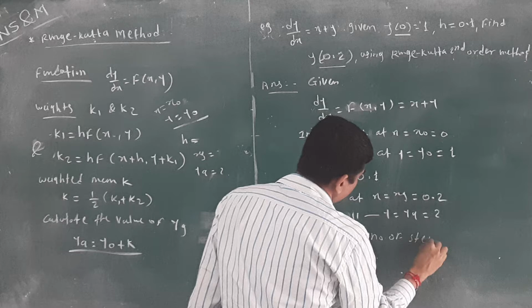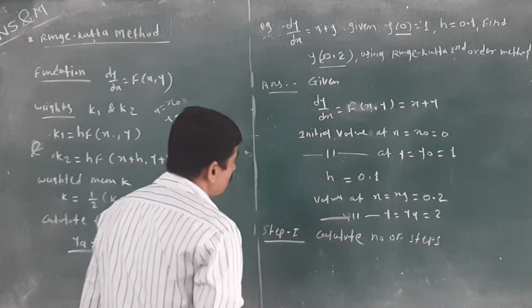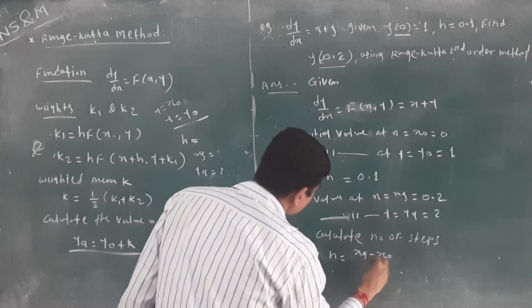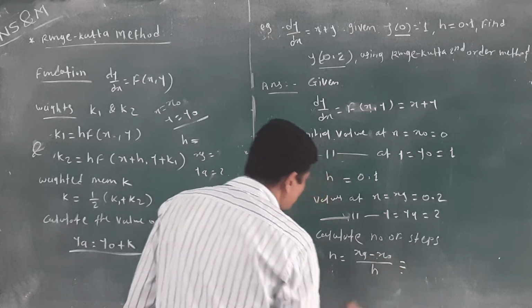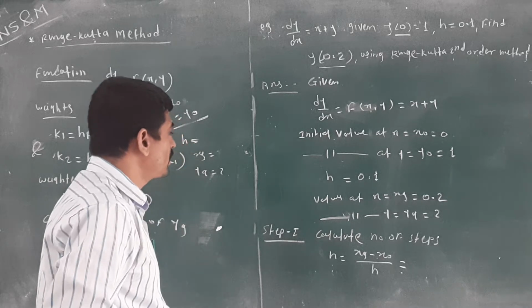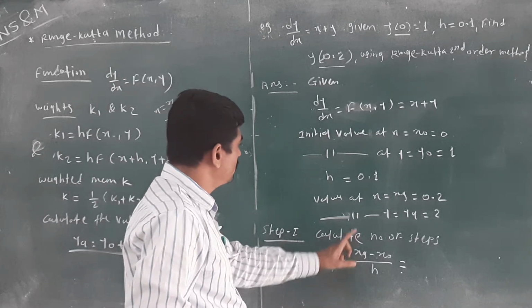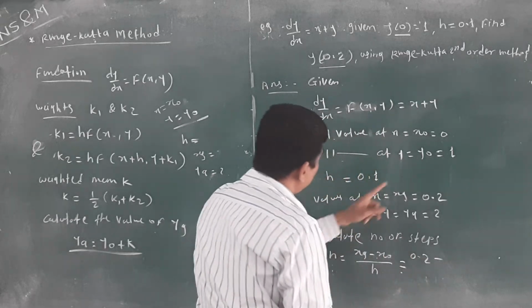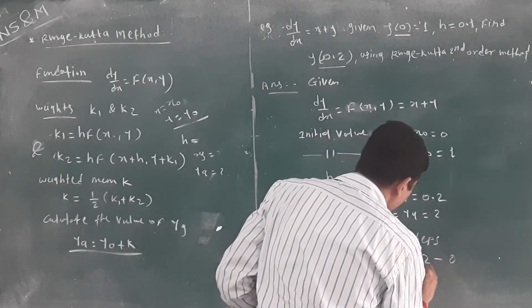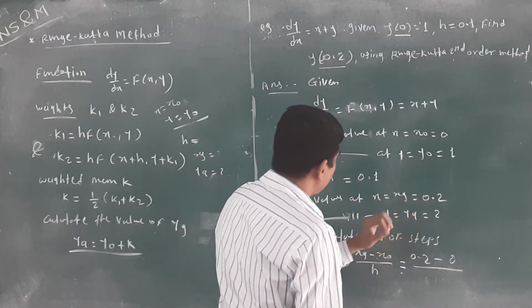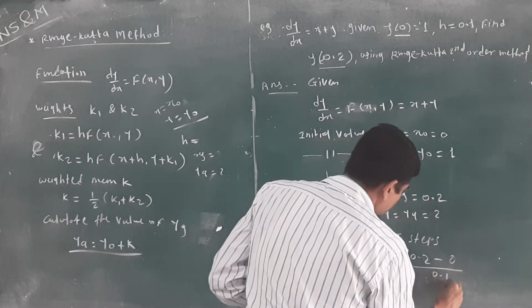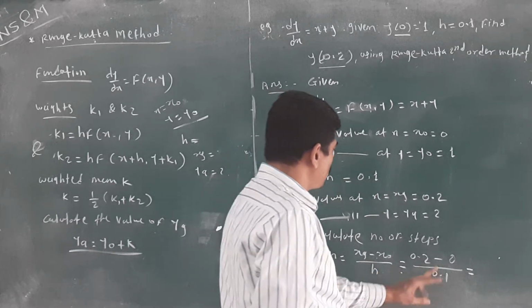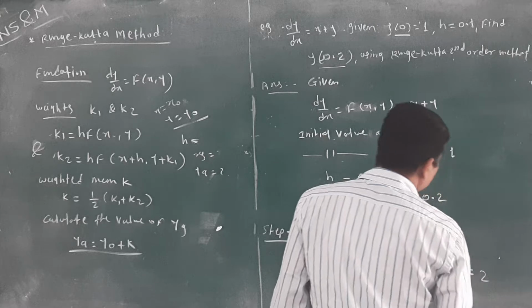How to calculate the number of steps? Can anybody tell me the formula? N is equal to xg minus x0 divided by h. xg is given as 0.2, x0 is given as 0, and h is given as 0.1. Then 0.2 divided by 0.1, you will get 2.